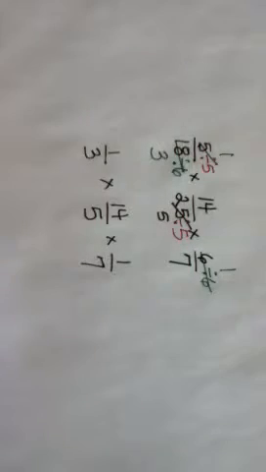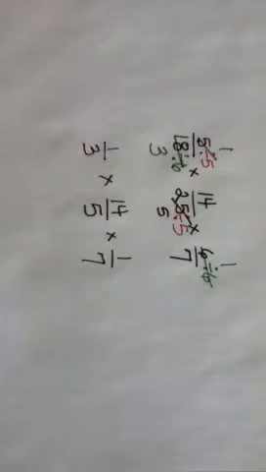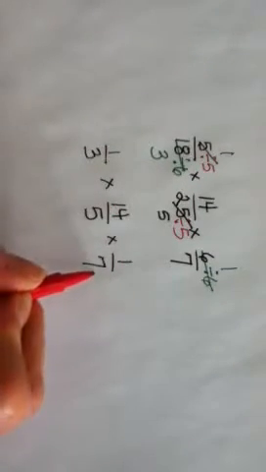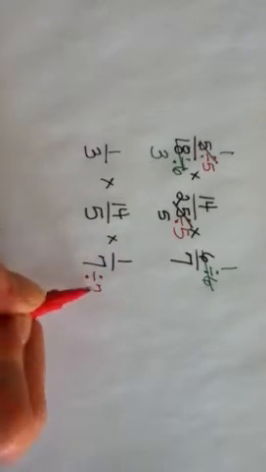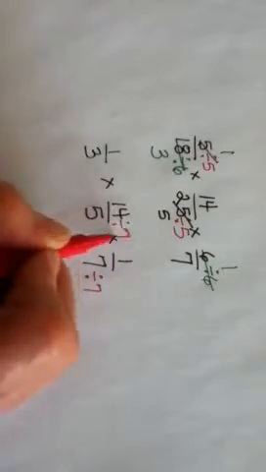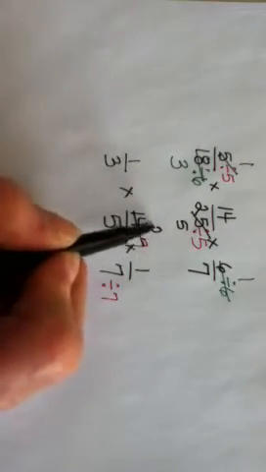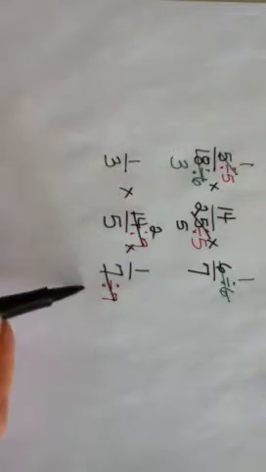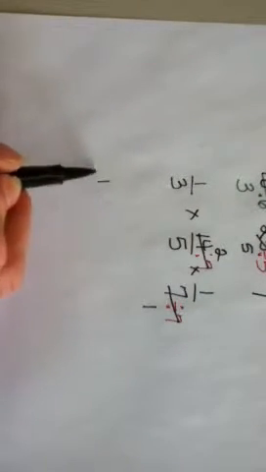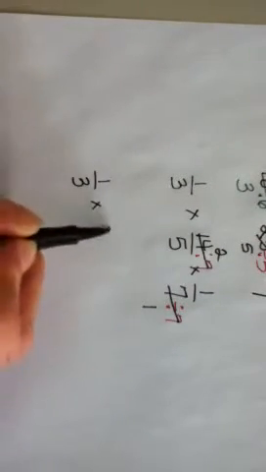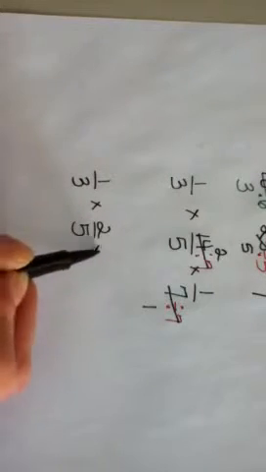And I look at it again. Are there two numbers, one on the top and one on the bottom, that have something in common? Well, I see the 14 and the 7. I can divide them both by 7. 14 divided by 7 is 2. 7 divided by 7 is 1. So now my problem reads 1 over 3 times 2 over 5 times 1 over 1.